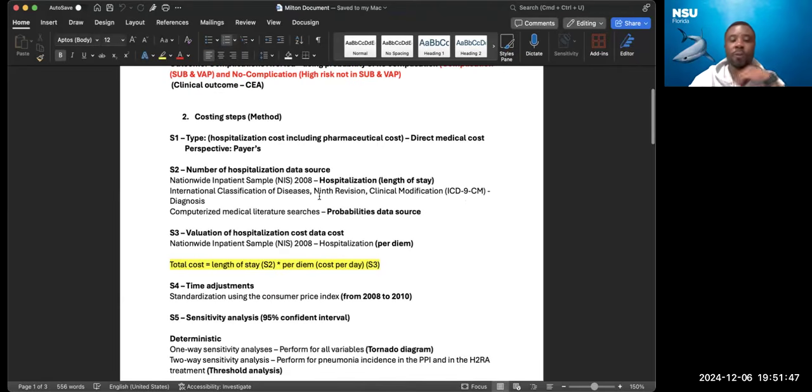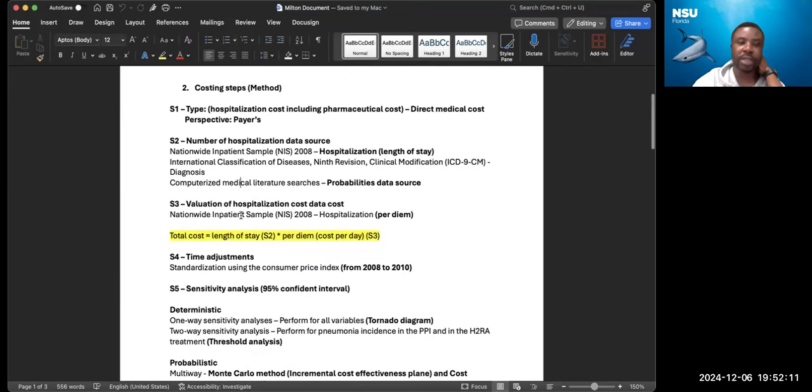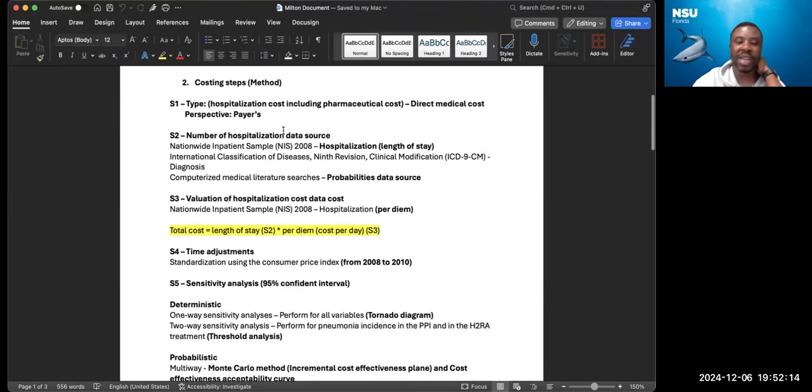Okay, so for the costing step, the first thing that I want us to look at is the type of cost that was involved. So I've explained that already, which is hospitalization cost, and this includes pharmaceutical cost. And this is a direct medical cost. They took the payer's perspective, so I've said that already. For the number of hospitalization, the data source for the costing step 2, they had their information from.